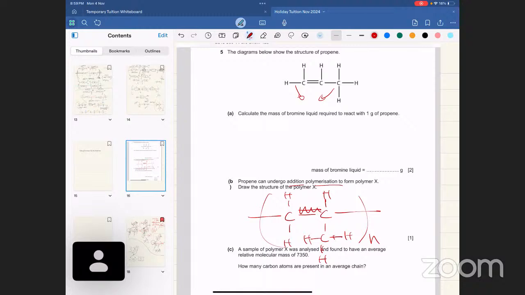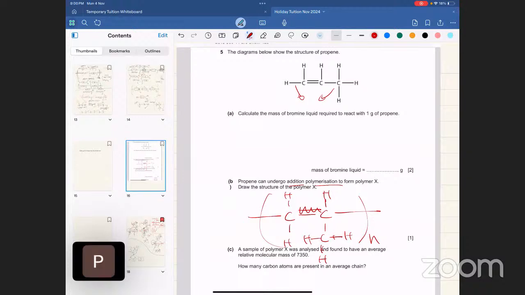Wait, in the exam, do you have to cancel the double bond to show that you break it? No, I'm just showing the working. You don't have to draw the double bond. You don't have to cancel it. You just don't draw it. But right now, I'm doing it for clarity purposes. Make sense? If you do it like that in the exam, no penalty.